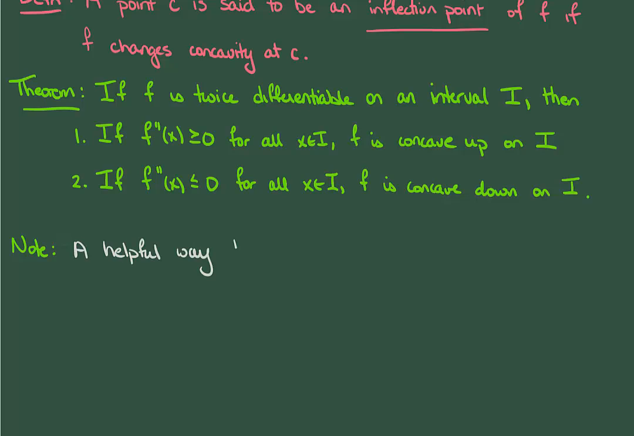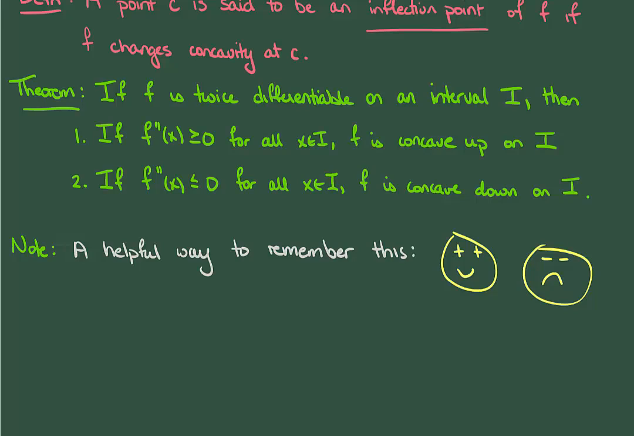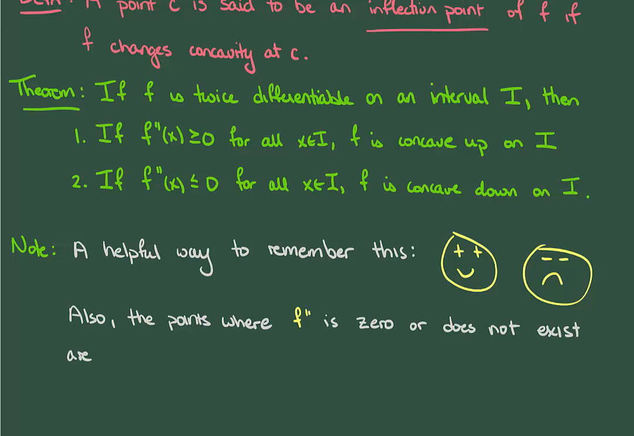A useful tip that I use to help remember this is to draw two faces. One happy face with positive eyes, because being positive corresponds to being happy, and a negative face with negative eyes. In this case, the smile tells me the concavity, so the positive eyes, corresponding to a positive second derivative, admit a concave up function, and vice versa for the negative eyes and concave down functions. Moreover, the theorem tells us that points where the second derivative is 0 or does not exist are probably going to be good candidates for inflection points.